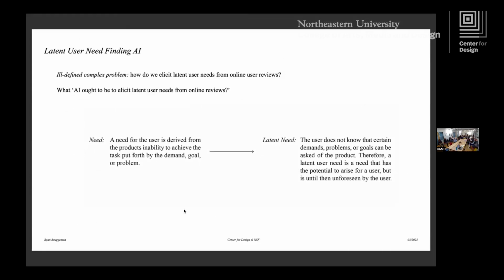At the largest level, at the systems level now, that model we just saw is fitting within a larger system. So we ask what AI ought to be to elicit latent user needs from online user reviews. We only got to the implicit level. Now we ask, well, first, what is a latent need? And so in our context, a need for the user is derived from the product's inability to achieve the task put forth by a demand, goal, or problem. A latent user need is one where the user does not know that this even exists. It could be asked of a product that has the potential to arise for that user.